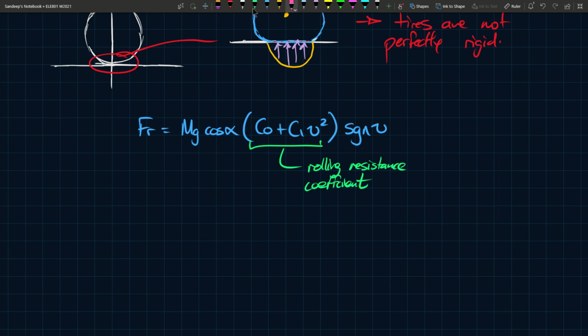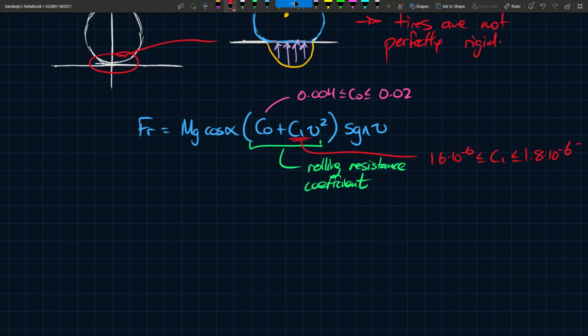And typically C0 is between 0.004 and 0.02, and C1, maybe we can squeeze this in here somewhere. So C1 is, I guess we should be consistent and write the same notation. So this is 1.8 times 10 to the minus 6. That wouldn't make sense otherwise.